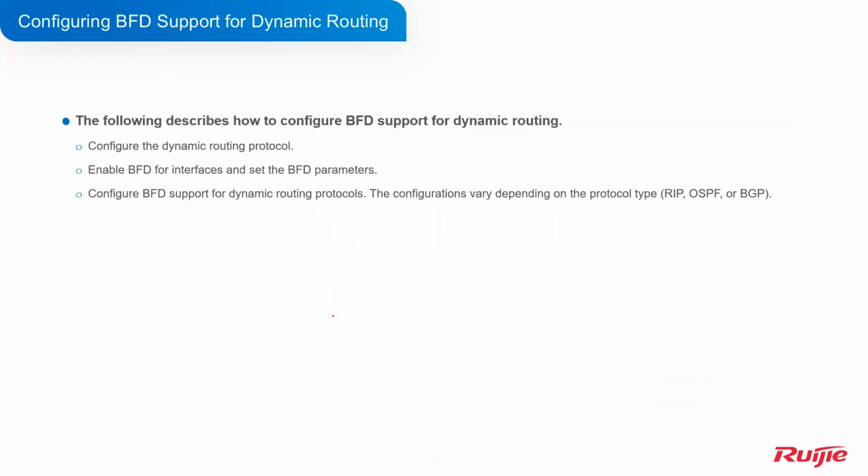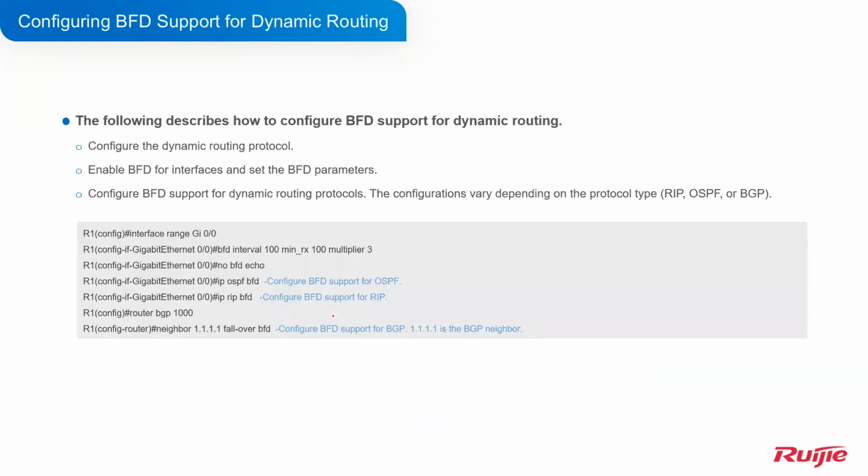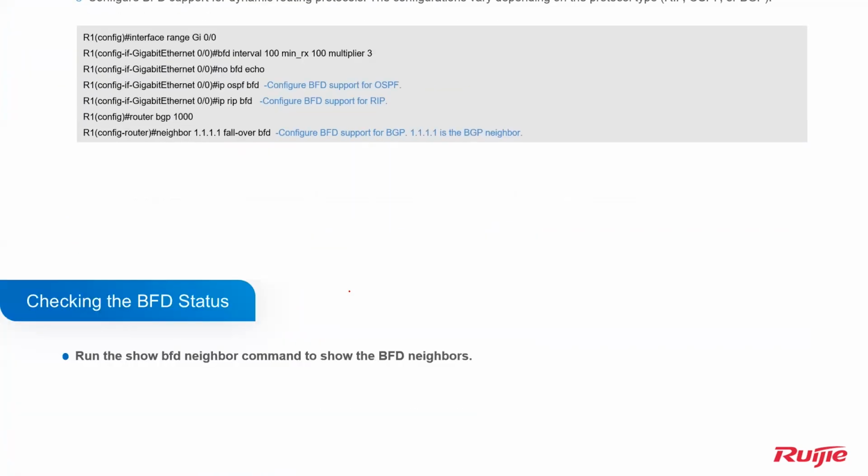And next, configuring BFD to support the dynamic routes. Dynamic routes could be maybe OSPF or BGP or RIP. So let's see it. Interface G0/0, BFD interval 100 min-rx 100 multiplier 3 is the same. No BFD echo is the same as what we have configured. While which difference is here? ip ospf bfd. By using this command, we configure BFD support for OSPF. ip rip bfd configures BFD support for RIP. And for BGP, it's a little different. Router bgp, neighbor 10.1.1.101 fall-over bfd. We're configuring BFD support for BGP, where 10.1.1.101 is a neighbor. Okay, so this is about the configuration of BFD support for the dynamic routing.